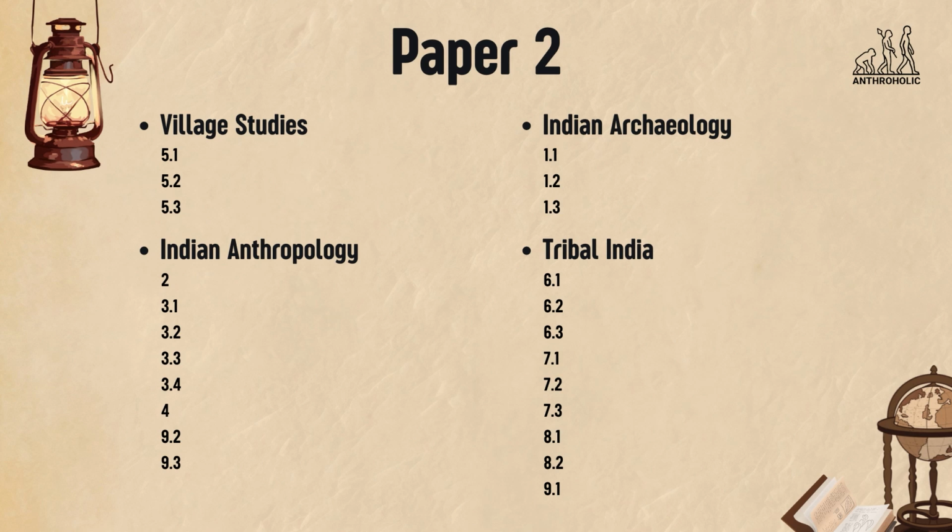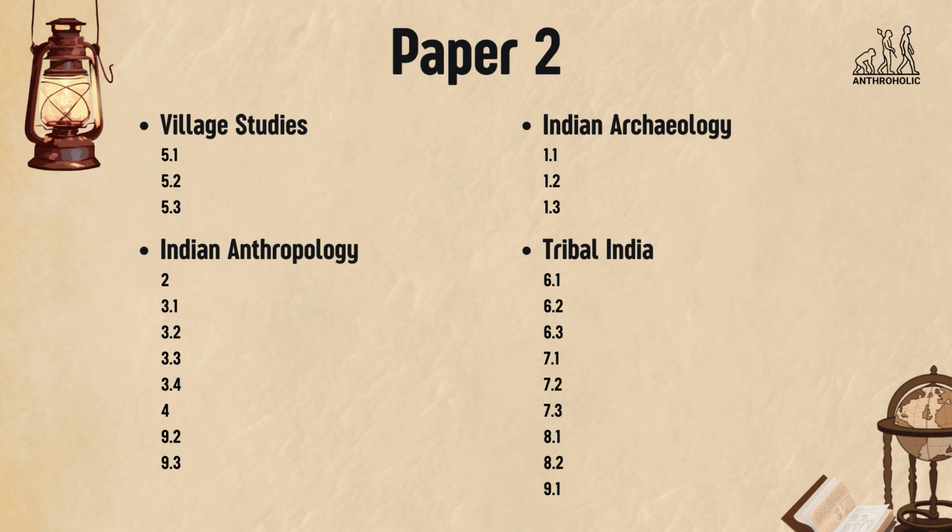So in paper 2, what you need to do is start with the simplest of the simplest, village studies, which includes topic 5.1, 5.2, and 5.3. Once you finish this, start with Indian archaeology, which includes topic 1.1, 1.2, 1.3 of paper 2. Once you are done with that, start with Indian anthropology. This will give you the understanding and essence of Indian society, Indian culture, and everything related to India, which includes topic 2, 3.1, 3.2, 3.3, 3.4, topic 4, topic 9.2, and 9.3.